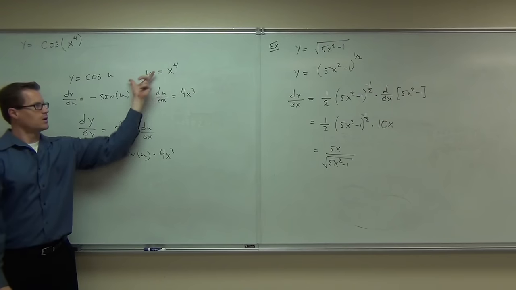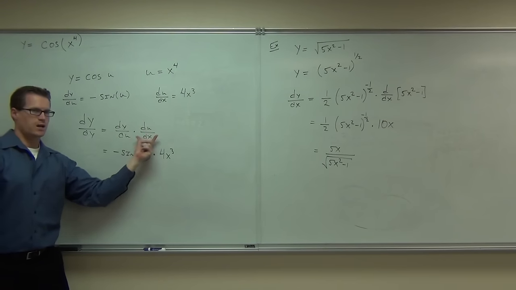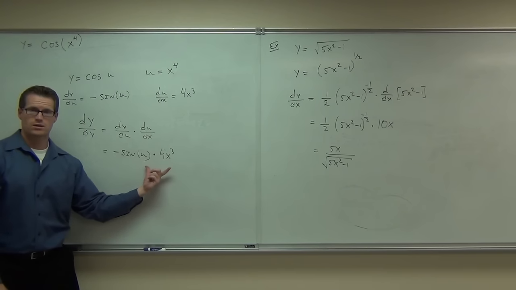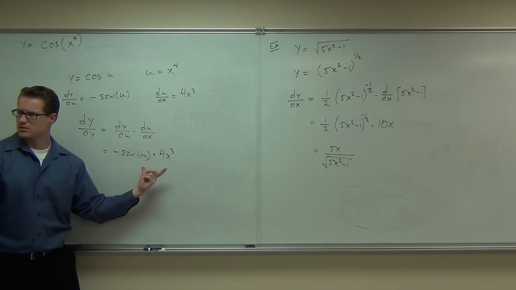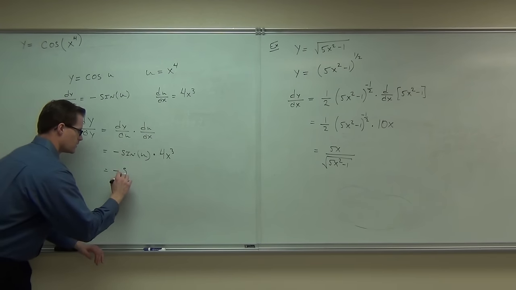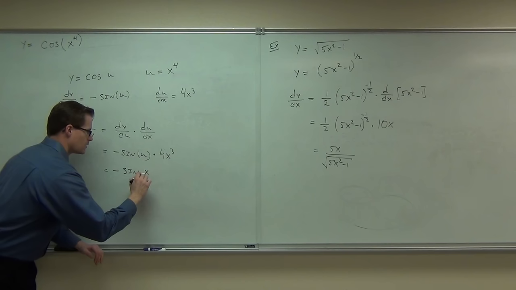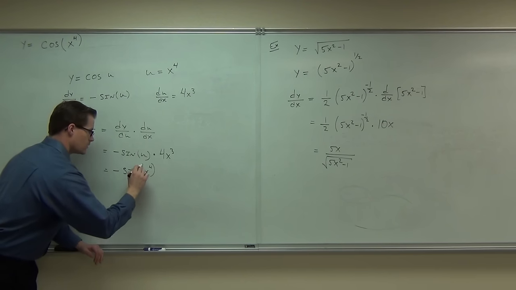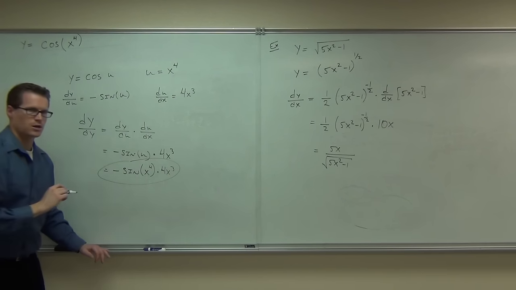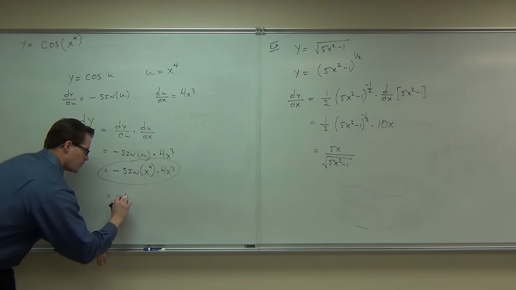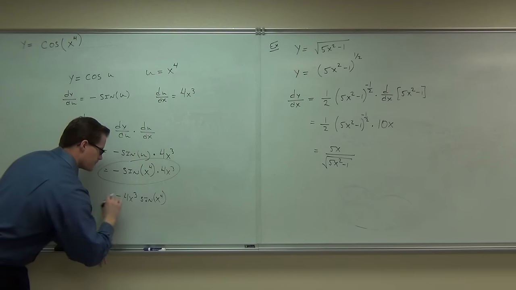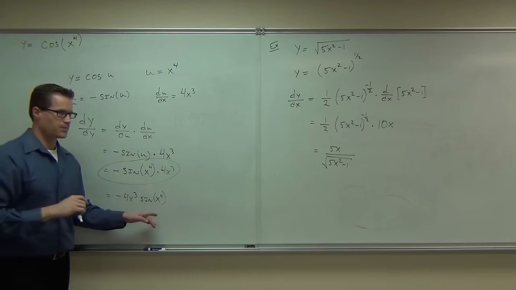dy/du times du/dx, that's chain rule, we just talked about that. What's the one last thing that I need to do? Substitute. Why do I need to substitute? Because we don't want to end with u's and x's. We'll make it prettier, but that's the one I want to talk about. This will ultimately become negative 4x cubed sine of x to the fourth. That would be the derivative of that curve.